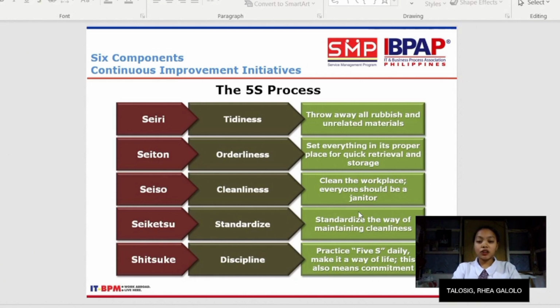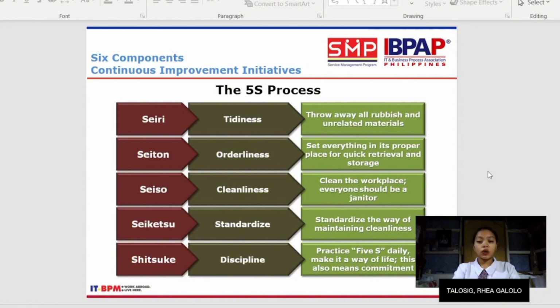Shine focuses on cleaning up the work area, which means sweeping, mopping, dusting, wiping down surfaces, and putting tools and materials away. It also involves performing regular maintenance of equipment and machines. Everyone takes responsibility for cleaning up their workplace daily. The next one is Seiketsu, or standardize. Standardize the way of maintaining cleanliness.